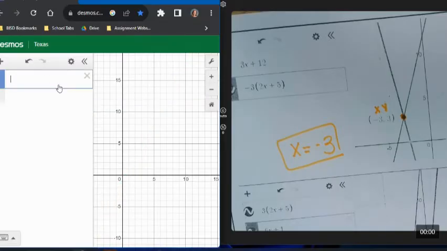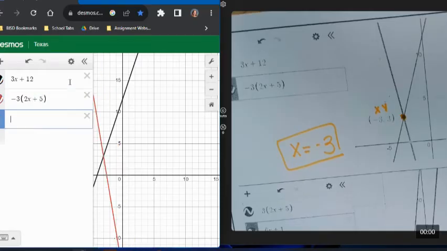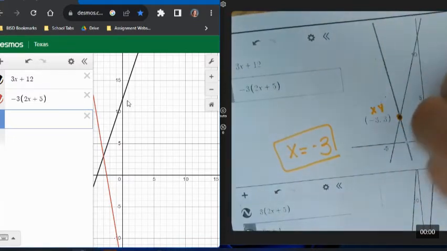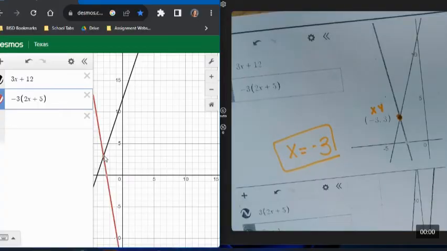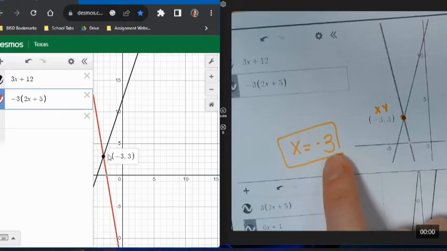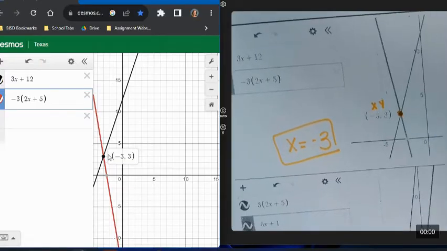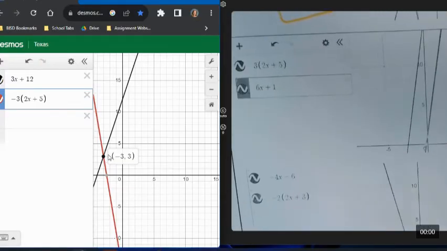But over here, let's go ahead and put 3x plus 12. And then negative 3 parentheses 2x plus 5, close parentheses. So all I did was type these 2 in. It comes out to be the same graph. Click it. And it's the same thing. Negative 3, 3. Our x value equals negative 3. Okay, let's look at the next one.